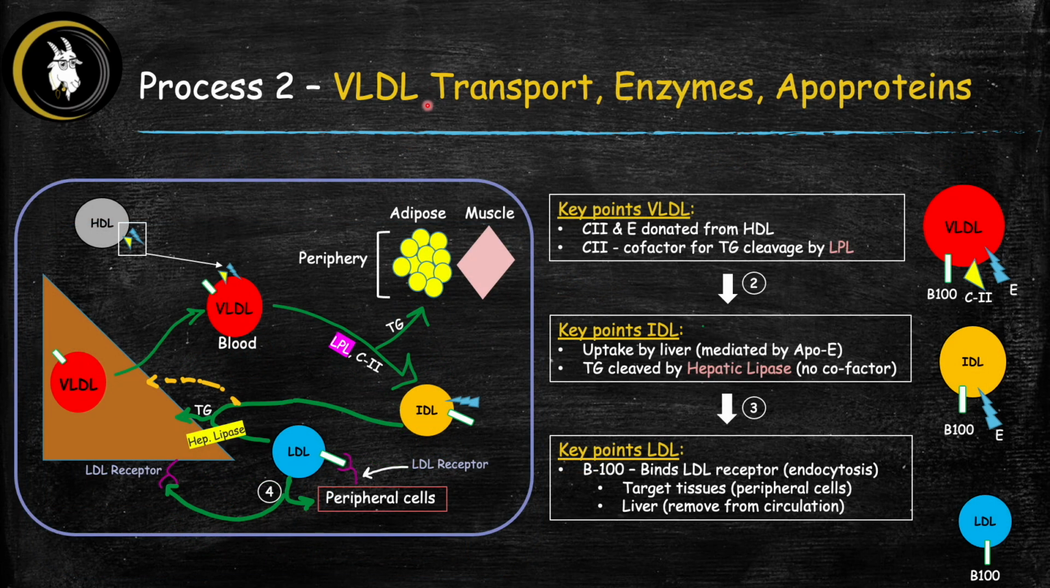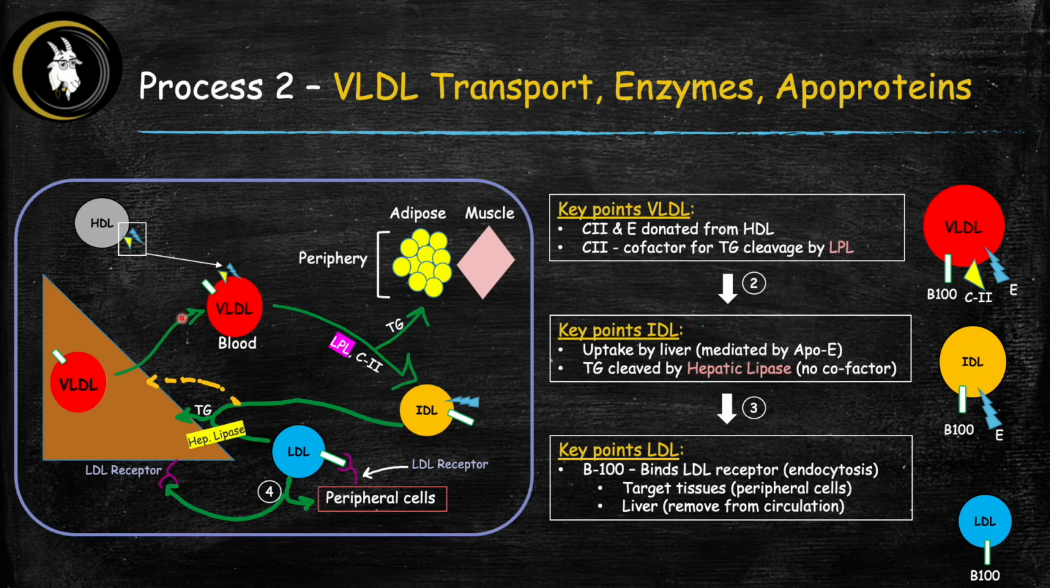All right, so now just like we did with process 1 with chylomicrons, we're going to do the same thing with process 2 with VLDL transport by adding the enzyme and the apoproteins to complete the whole picture, right? So let's start over here again. So starting with VLDL in the liver, you'll notice now there's an apoprotein on VLDL, and this is ApoB100. So B100 is the key apolipoprotein that's going to start off on VLDL as it's being synthesized, and now it can be secreted into blood.